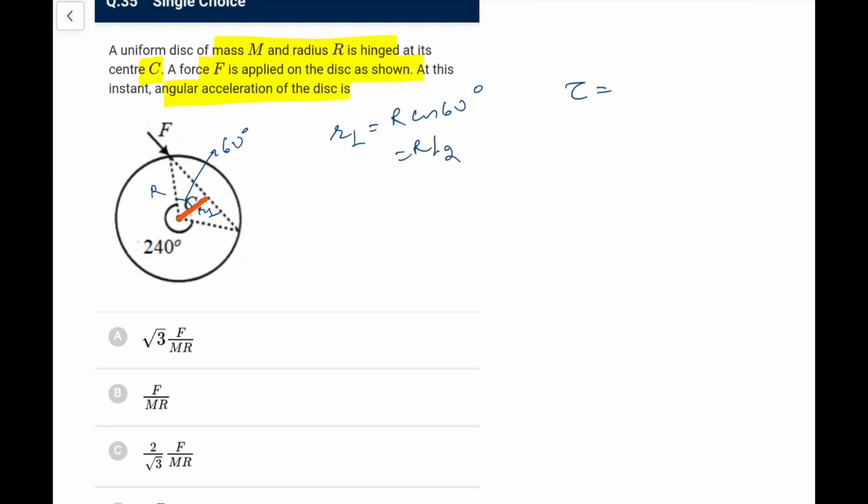So torque is equal to Fr by 2, and that is I alpha, I would be mr square by 2 because it is a disk, into alpha. So alpha is going to be, 2 goes, r goes, it is going to be F by mr. So we'll go for option B. Next one.